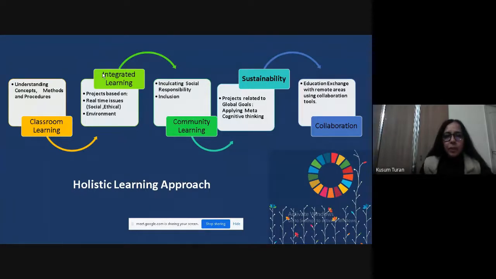even the inclusive projects I have done for handicapped children, or environmental sea pollution. So when I'm teaching website designing or Word, Excel, PowerPoint, I try to take up these issues along with them. So integrated learning, classroom learning, integrated learning. Now inculcate social responsibility. Suppose this was Swachhata Abhiyan. Now how can I ask my children to participate in that?